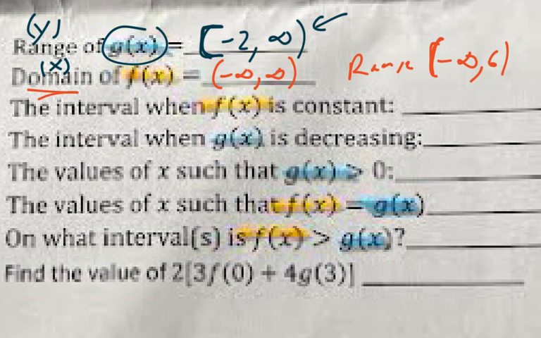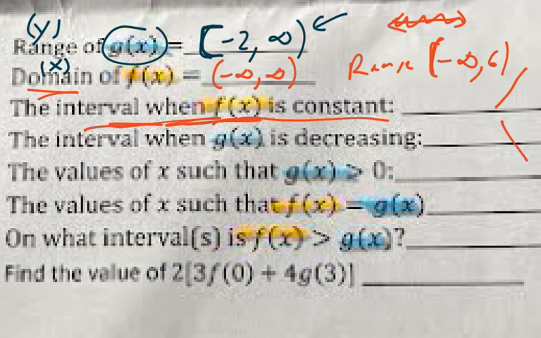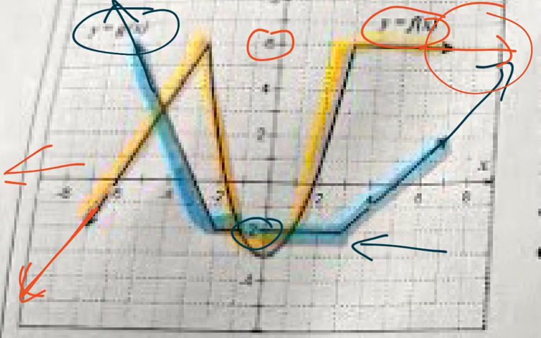Now, where is the interval when f of x is constant? Now, constant means it's flat, okay? No slope. If it's going up or going down, you see, it has a positive or negative slope. That means it has a constant change, right? So, try not to confuse you. We literally want to know when it's constant, and that's the yellow f of x. So notice here, it's constantly changing. It has a positive slope.